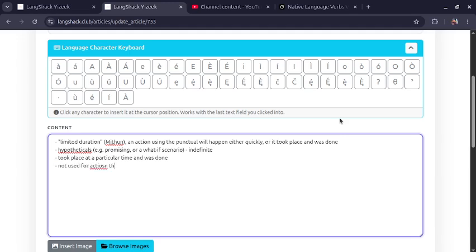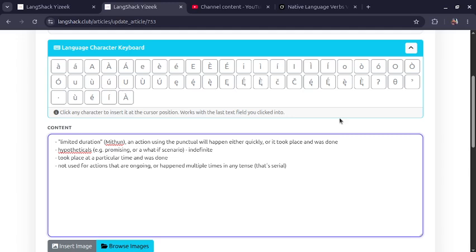It's not used for actions that happened multiple times. We'll be talking about the serial as well later on. But these are the main notes.